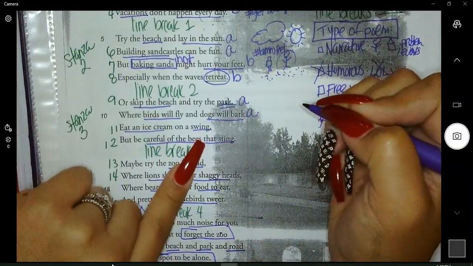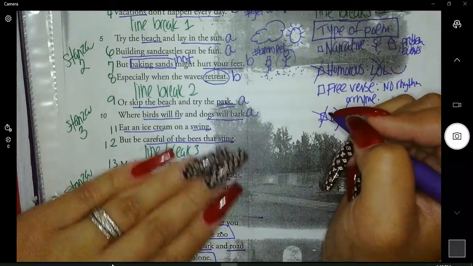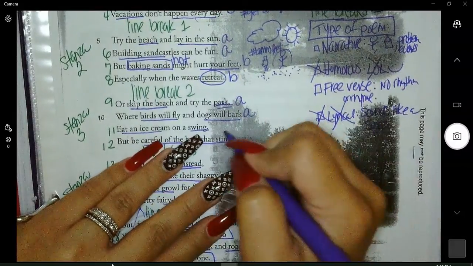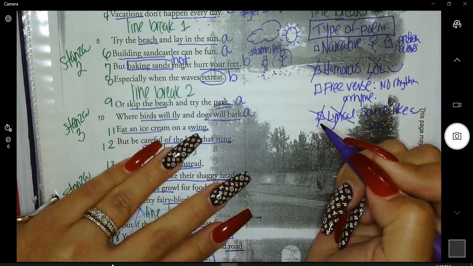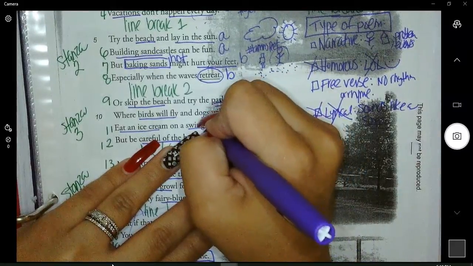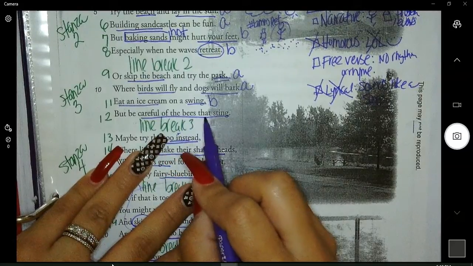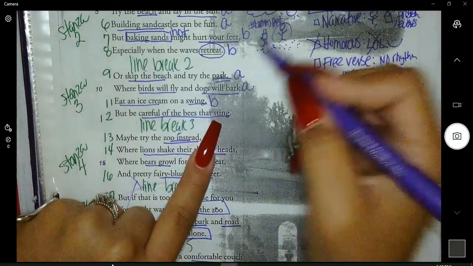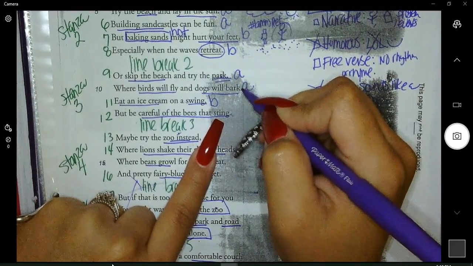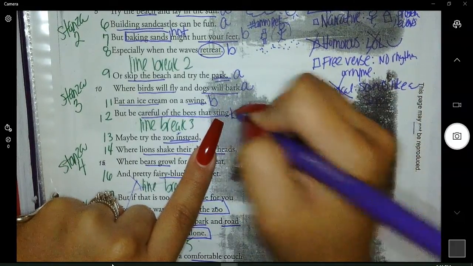Yes, good job. What about eat an ice cream on a swing? Do swing and park rhyme? No. What about swing and bark? No. So swing is going to be part of family B. Great job. Next one, line 12: But be careful of the bees that sting. Oh, look at sting. Sting and park. Do they rhyme? No. Sting and bark? No. Sting and swing? Yes. Great job. So it's part of family B.